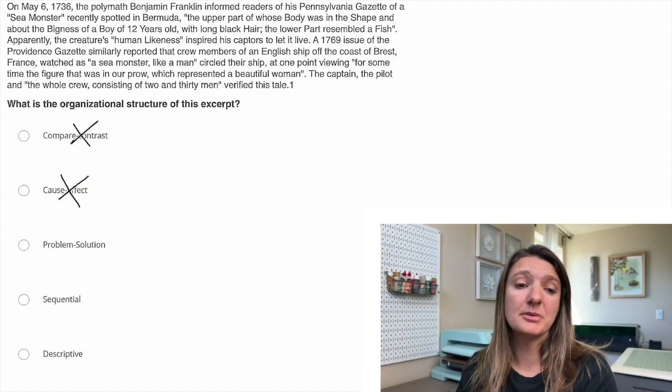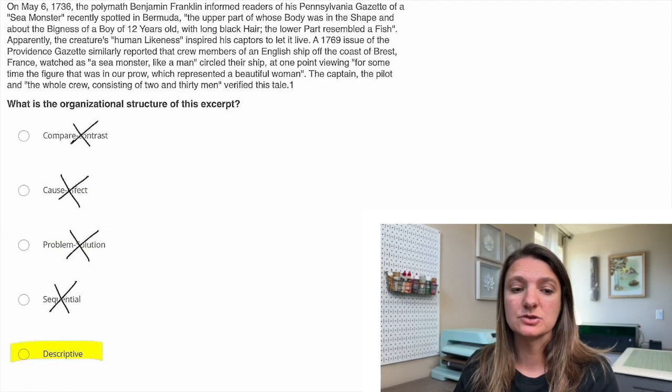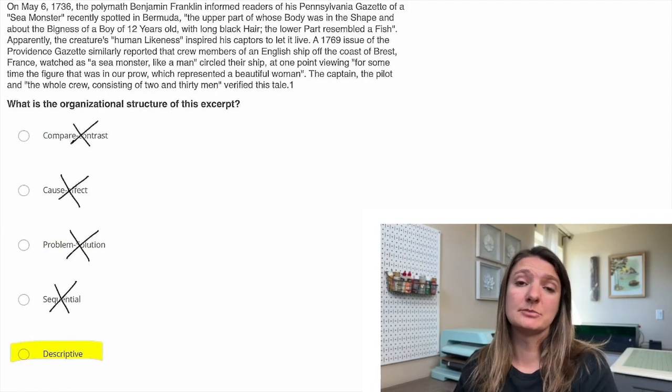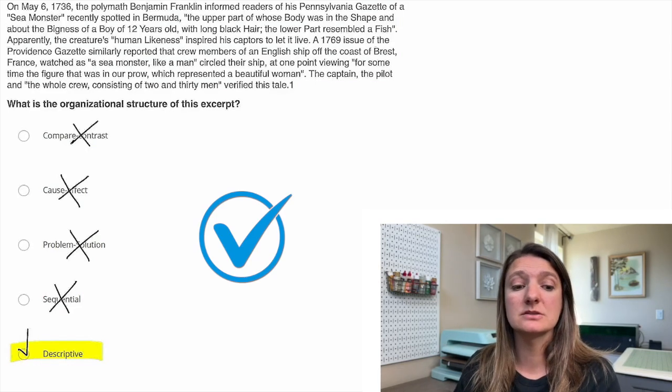So we can eliminate compare and contrast and cause and effect, because those 2 aren't in the story. Problem and solution, we don't really have a problem. And sequential, it's not really a sequential story. But this is a very descriptive story about a sea monster, so that is our answer. It's going to be D, descriptive.